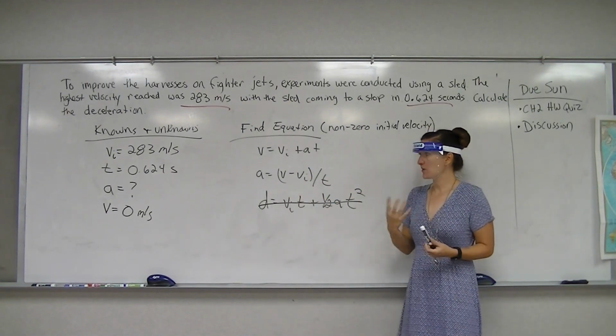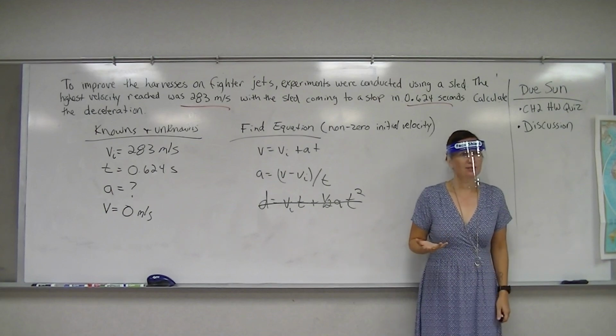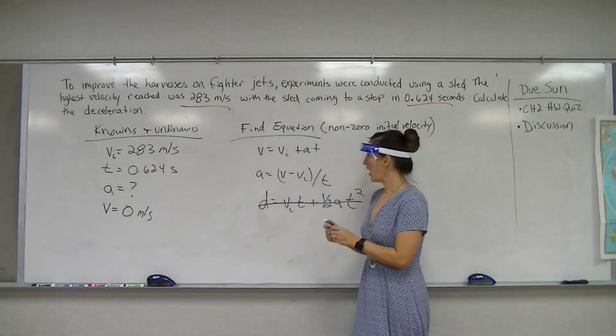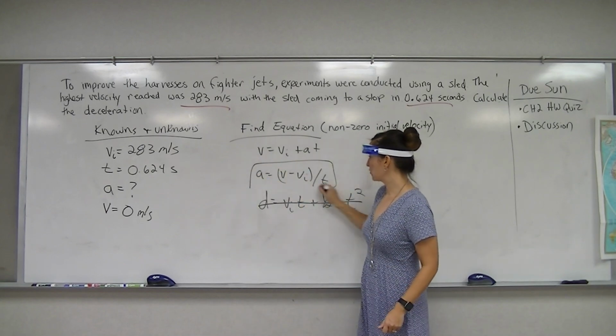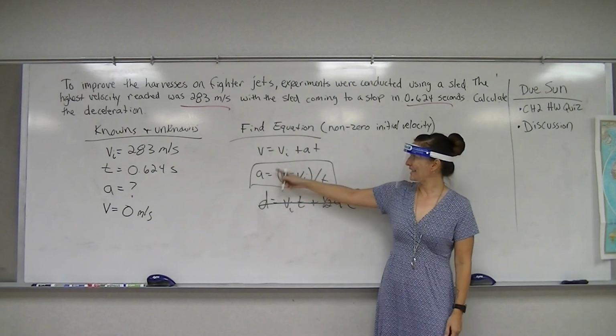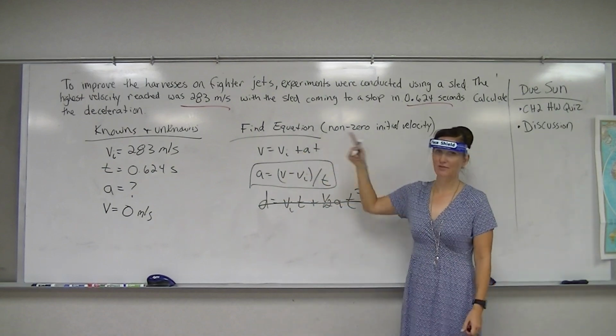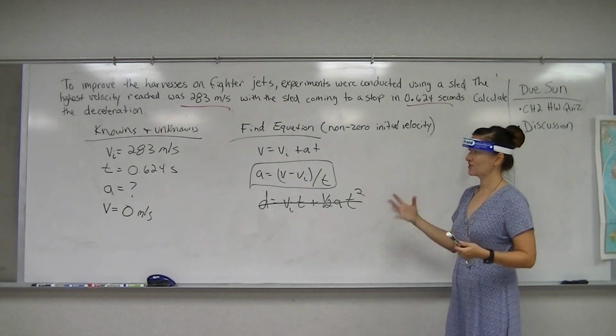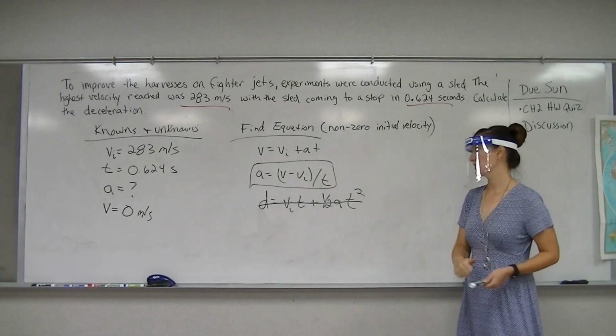And what I want to do is pick the one that's going to be easiest for me to use. And in this case, since a is what I'm solving for, I'm going to pick the one where a is equal to. Because that way I don't have to rearrange the equation. I can use the top equation, but I'm going to have to rearrange it to solve for a, and that could get messy. Whereas this one, I just simply plug in the numbers I have, solve.